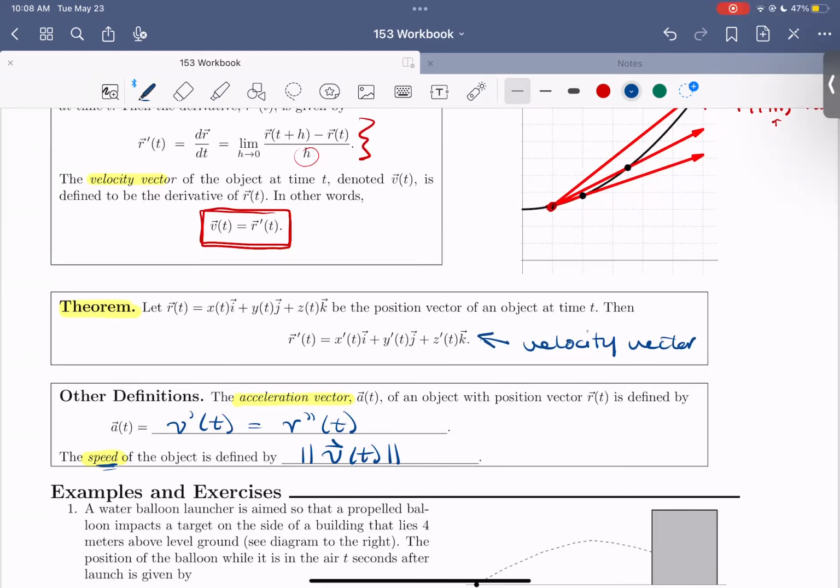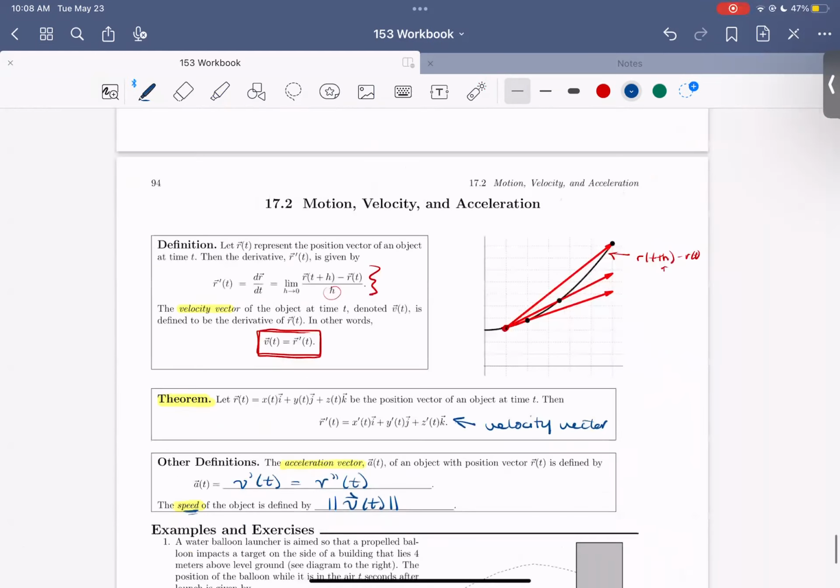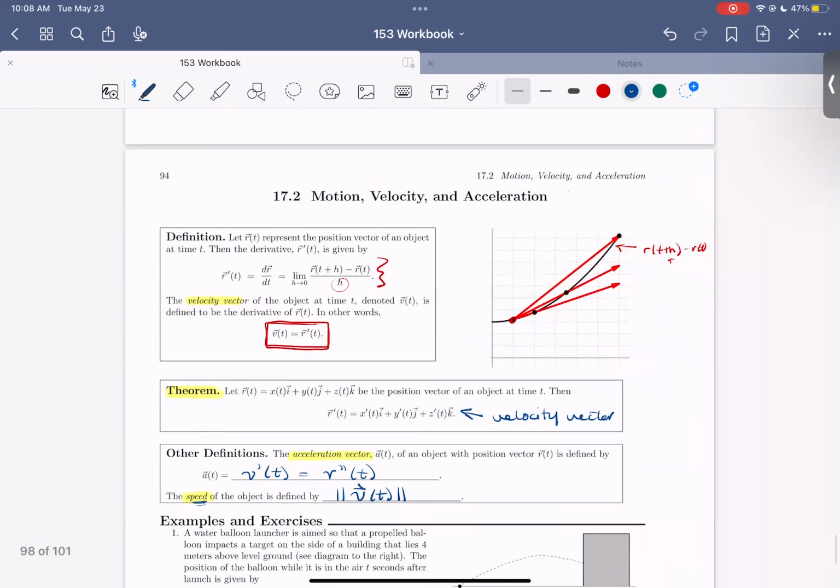Awesome. All right, great work going through this little summary of section 17.2 on motion, velocity, and acceleration.